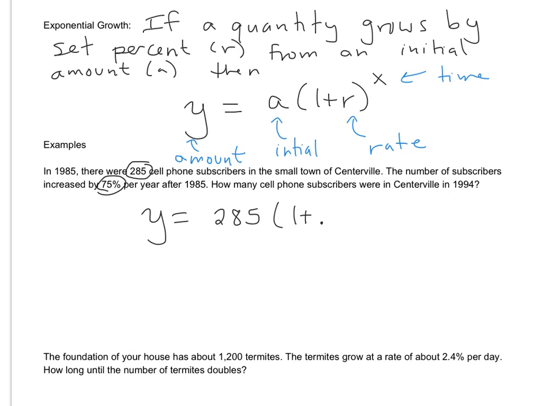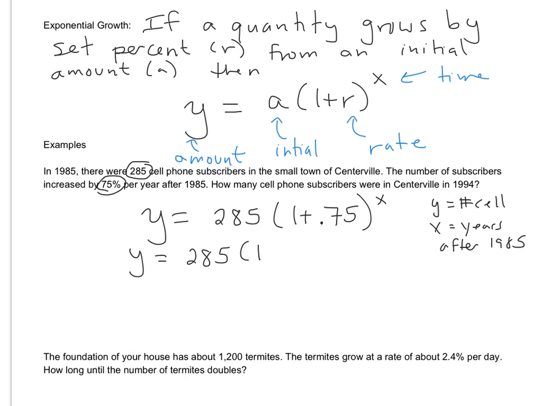So in the equation, we just always write it as a decimal. So it's 1 plus 0.75 to the x. Now y in this case is going to be the number of cell phone users, and x is going to be the years. And since it starts in 85, I'm going to call it the years after 1985. So if I add 1 and 0.75, I can really write this as 285, 1.75 to the x. So now it looks like an exponential equation we've had throughout this module.